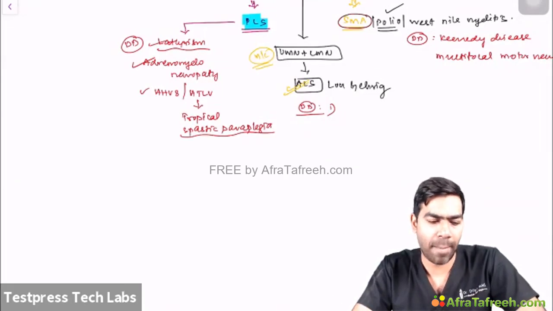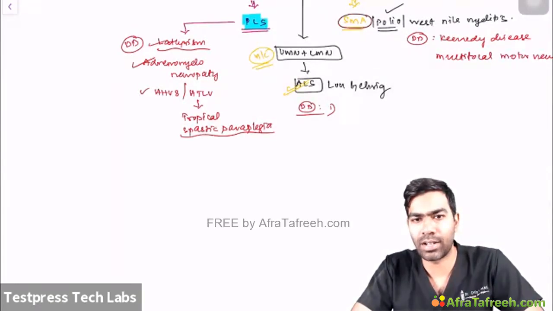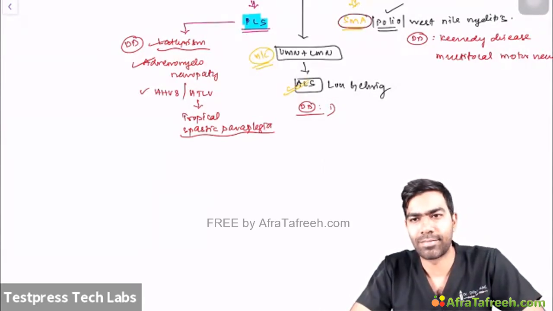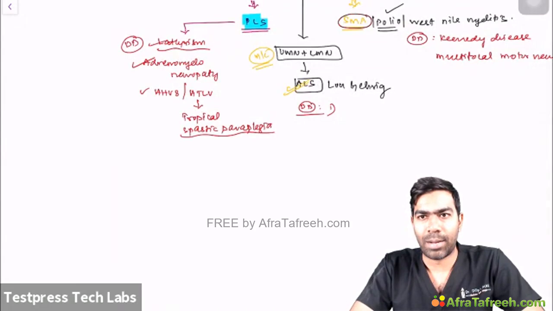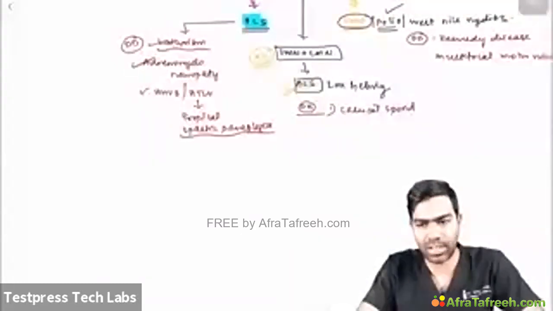Can anyone tell what is the most important DD for ALS? Very common DD, and you won't believe it if I tell you. What is the DD? The first DD, if they ask you, what is the DD for ALS? I'm not getting an answer. It is cervical spondylosis. I'll tell you why cervical spondylosis can mimic amyotrophic lateral sclerosis. Cervical spondylosis is the first DD that you have to tell.